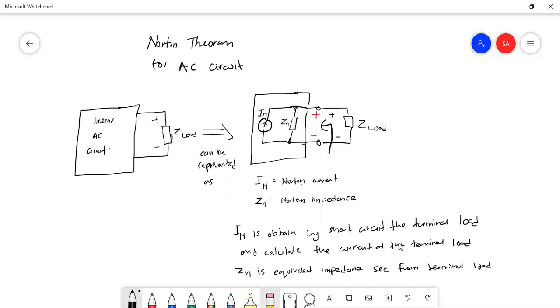So what this means is that to get In, what you need to do is short circuit the load terminal here, and then calculate the current that flows through the short-circuited terminal. What you calculate is your I Norton. And Zn is the equivalent impedance seen from the load terminal. So what you need to do is take out the load, kill all the sources inside this AC circuit, and then calculate the equivalent impedance Z seen from the load terminal.